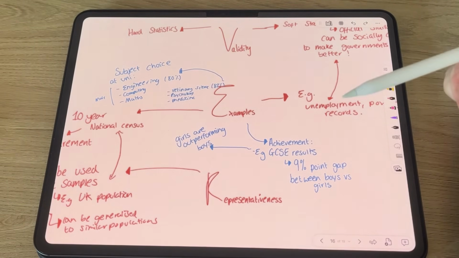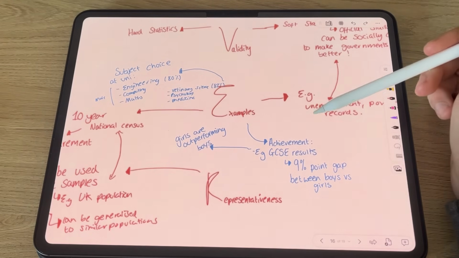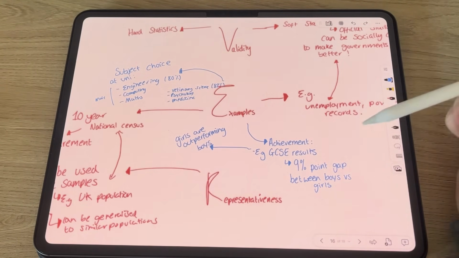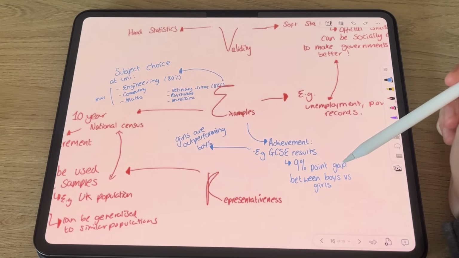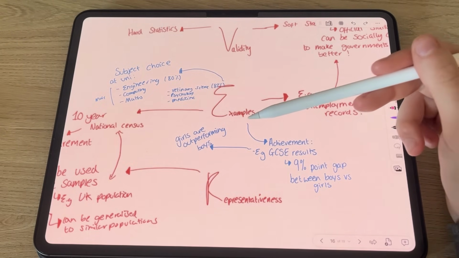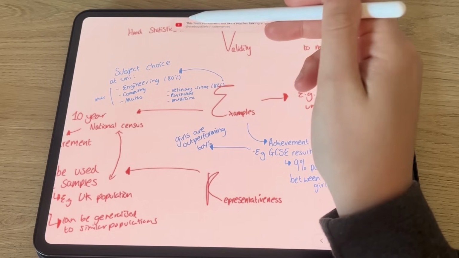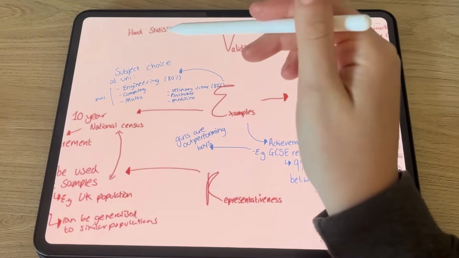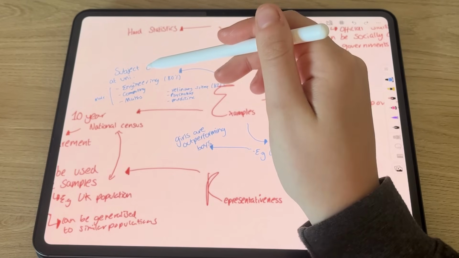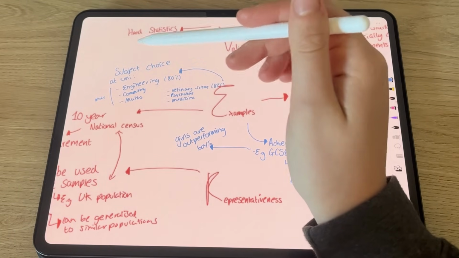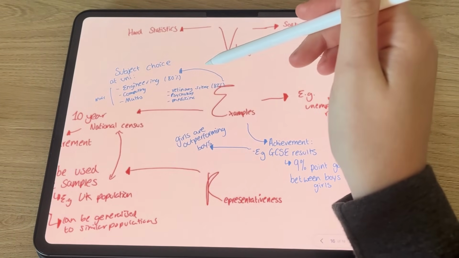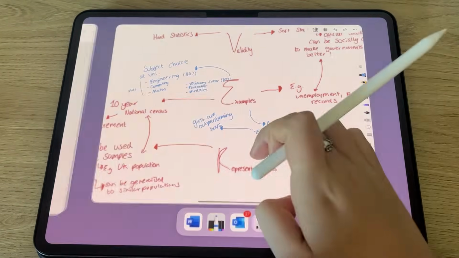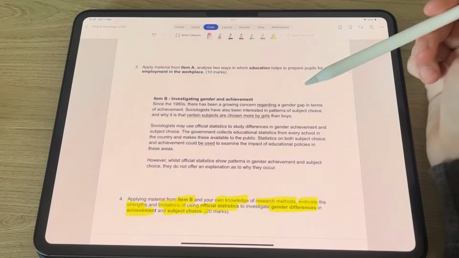So if we're looking at gender achievement and subject choice. For achievement, we can look at GCSE results, as they are a form of official statistics. And there is a 9 percentage point gap between boys and girls' achievement, with girls outperforming boys. And then if you look at subject choice, we have men dominating careers such as engineering, computing, maths, with girls going into subjects such as veterinary science, psychology and medicine.